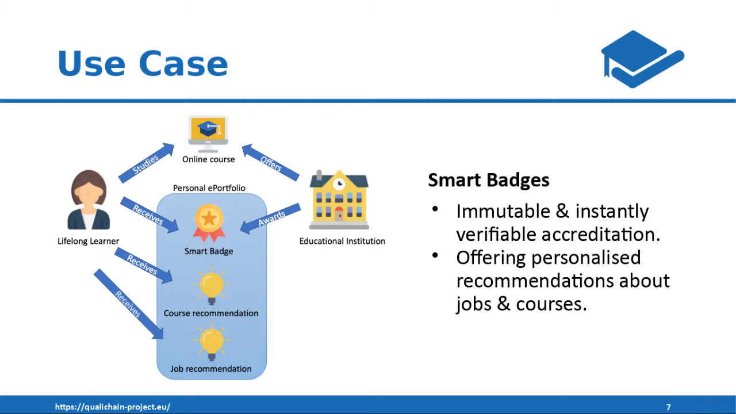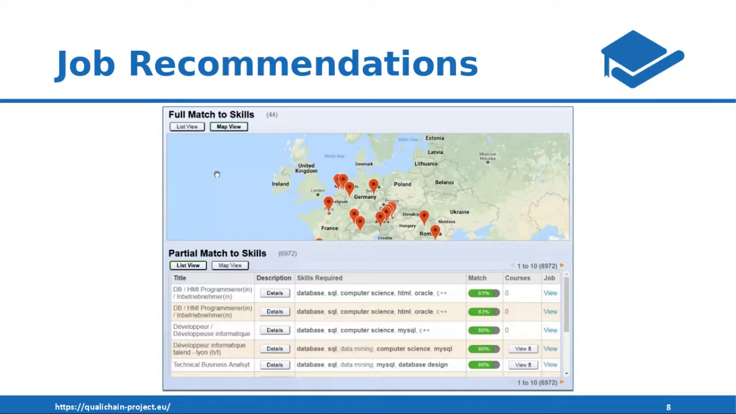The other thing we are doing on top of smart badges is offering personalized recommendations about jobs and courses. The smart badge includes the key skills that the learner has acquired. So based on these skills, we can offer matching services with what is available in the job market, what is advertised in terms of job positions, and also recommendations for courses that will help learners progress and acquire additional skills on top of the ones they have already acquired. In the next couple of screens, you can see some mock-ups of what these recommendations look like.